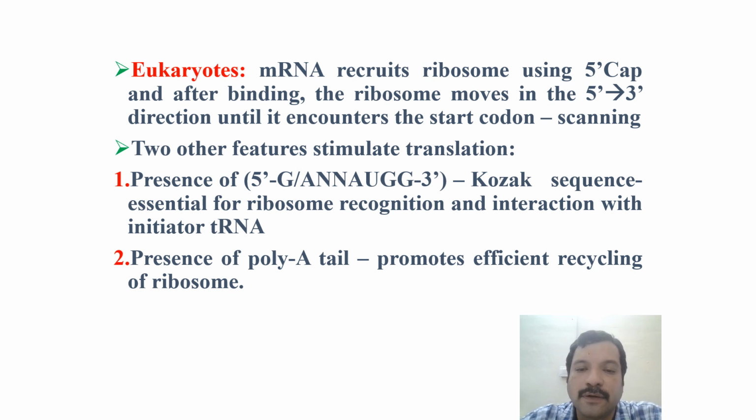Apart from that, eukaryotes have two sequence elements. One sequence at the 5' end, more or less similar to the ribosome binding site, is known as the Kozak sequence, and a poly A tail is seen at the end of the mRNA, which gives more strength to the mRNA and also helps in the translation process.